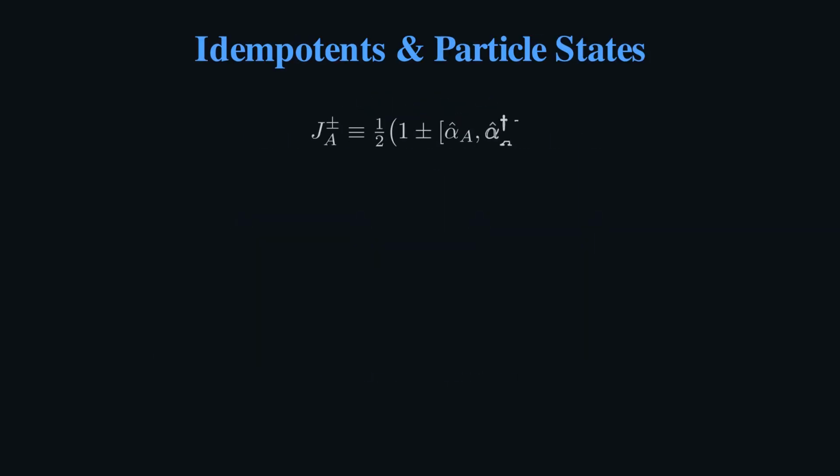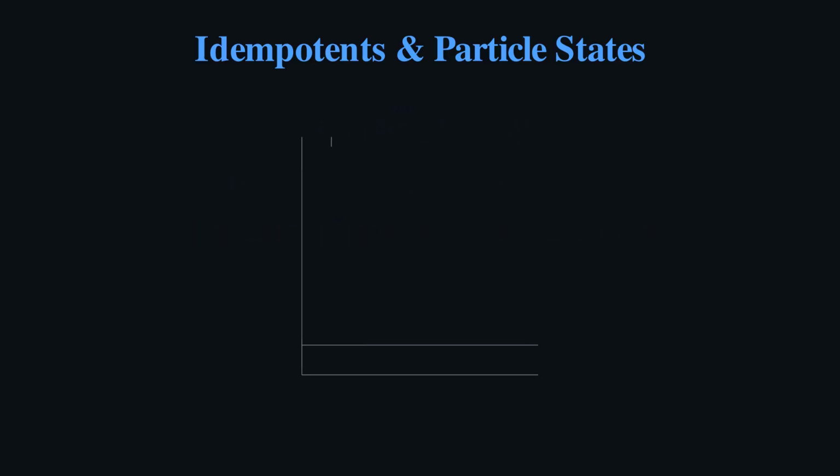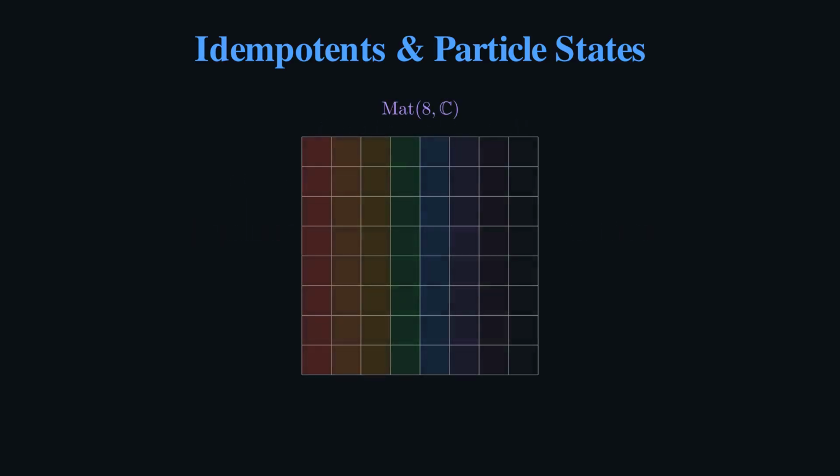To organize the algebra into particle states, we introduce idempotent projectors. From each ladder pair, we build J_A plus and J_A minus. Since the three J operators commute, their products give us 2 cubed, 8 mutually orthogonal left ideals. These 8 columns of the matrix algebra correspond to physical particles.